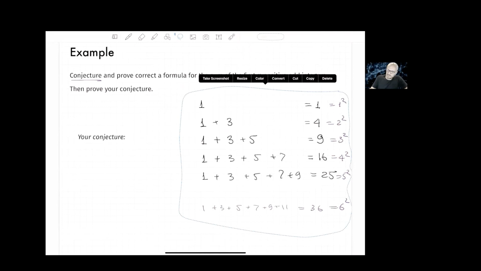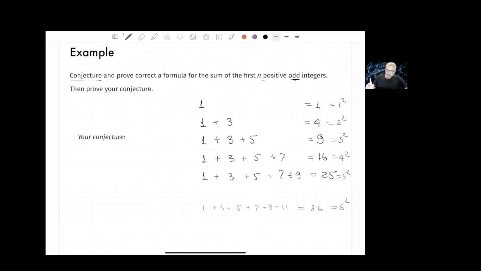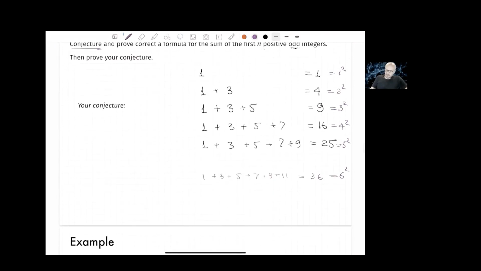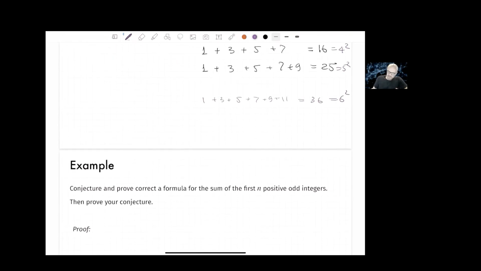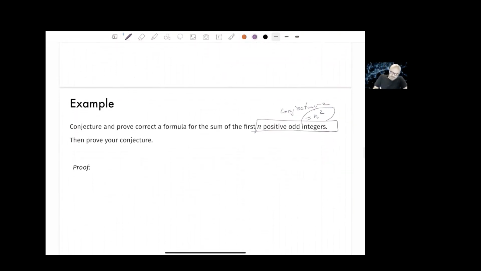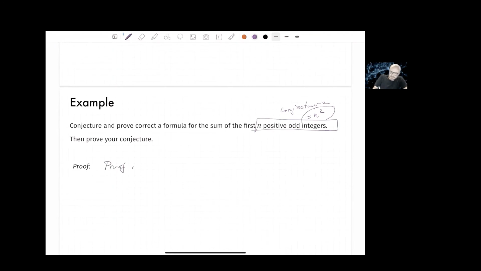Okay, now let's prove this. That's our conjecture. So let's write this down. The next step is to convert this into a mathematical statement that we can actually prove. So what is Pn? The conjecture was that the sum of the first n positive odd integers is n squared. This is what we suspect is true. So the proof is by induction.